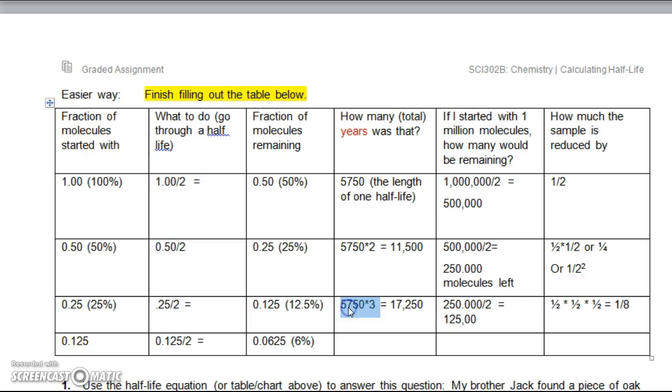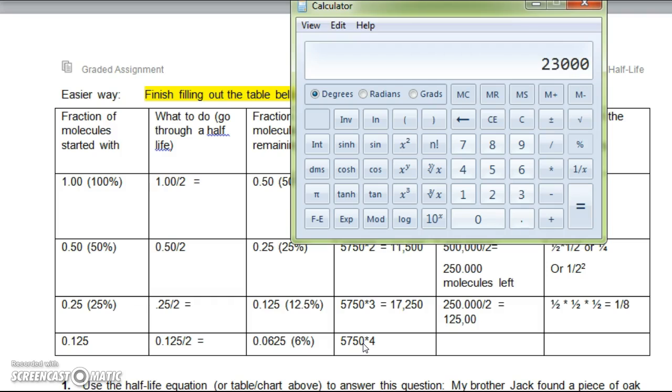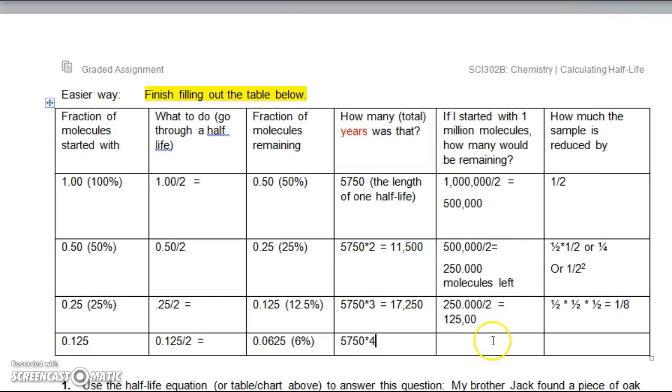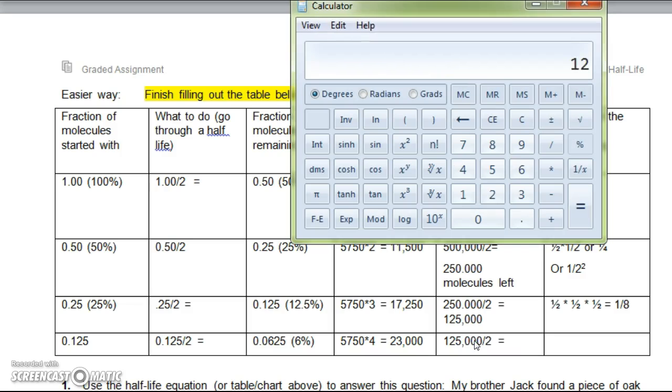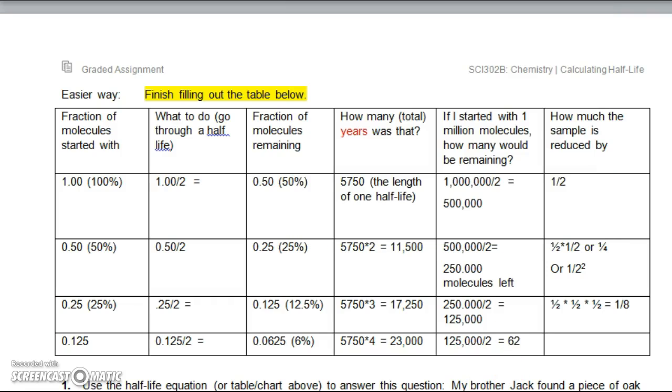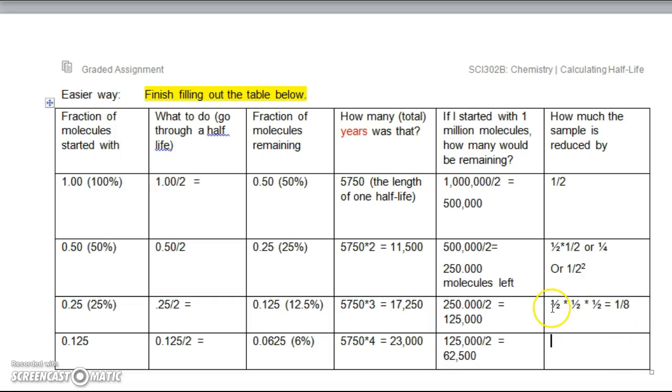Well, this is our fourth half-life. And so about 23,000 years. Oops, let's put that in the right spot. And then how many molecules are remaining? So we currently, at the beginning of this row, we started with 125,000 molecules. How many do we have left? About 62,500. And what would our fraction be here?